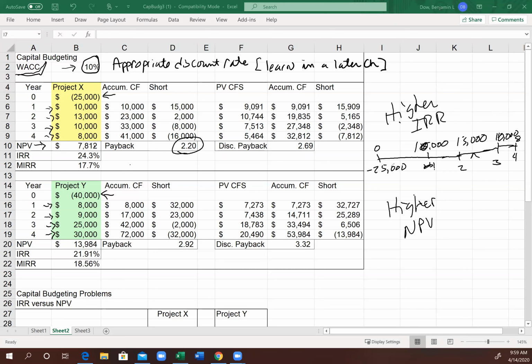So when does this project get paid back? Well, after 2 years, we got most of our money back. We got $23,000 back relative to our 25,000. So it's 2 years plus the amount that we're short, which is $2,000, divided by what we received during year 3, which is $10,000. So the payback period is 2.2 years.